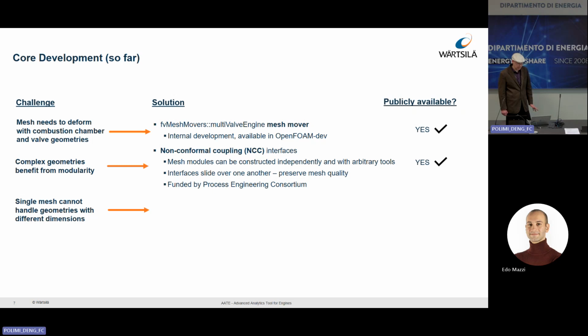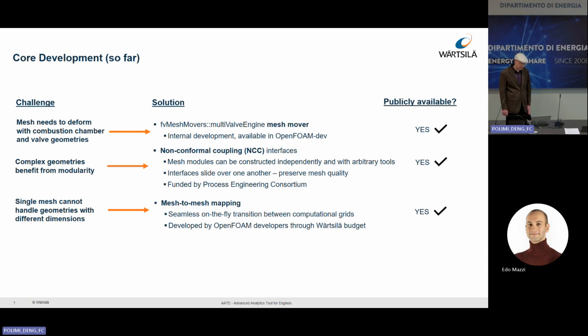Then we have, what is this one? Mesh-to-mesh mapping, obviously, that's what I was saying. Seamless on-the-fly transitions between computational grids. We participated on that too, but we had to order it from the developers there. And that also made it recently into the development version.